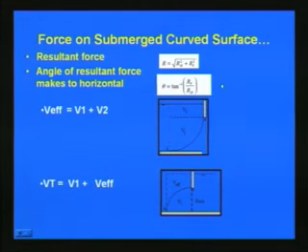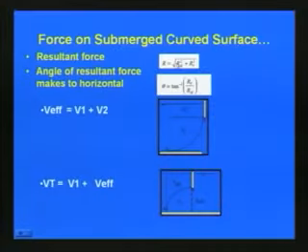So, after determining the resultant horizontal force and the resultant vertical force, the resultant force R is equal to the square root of RH squared, the square of the resultant horizontal force, plus the square of the resultant vertical force.